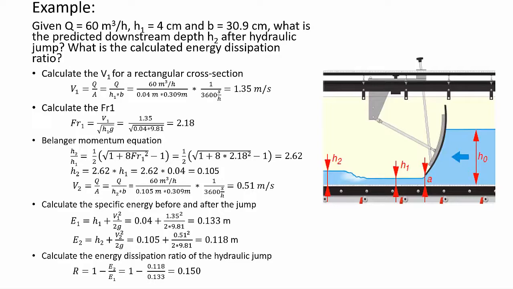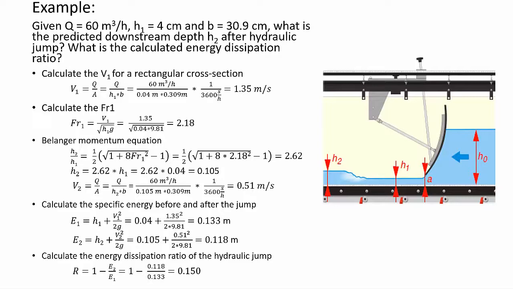First, we need to calculate V1 for a rectangular cross-section region. V1 equals Q divided by A, which equals Q divided by H1 multiplied by B. We know the value of these factors, and we can easily get V1 as 1.35 meters per second. Next, we can use it to calculate the Froude number, Fr1. The equation is Fr1 equal to V1 divided by the square root of H1 multiplied by g. We know V1 equals 1.35 and H1 equals 0.04, and we get a Froude number Fr1 equal to 2.18.